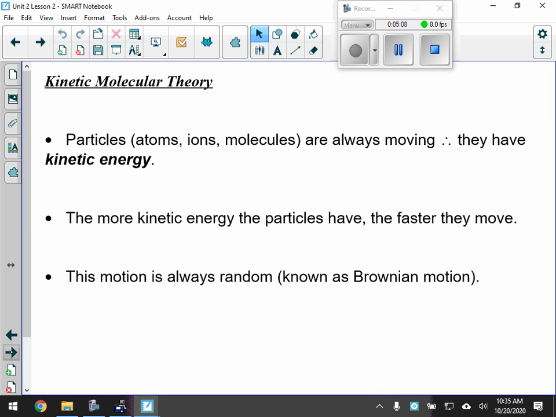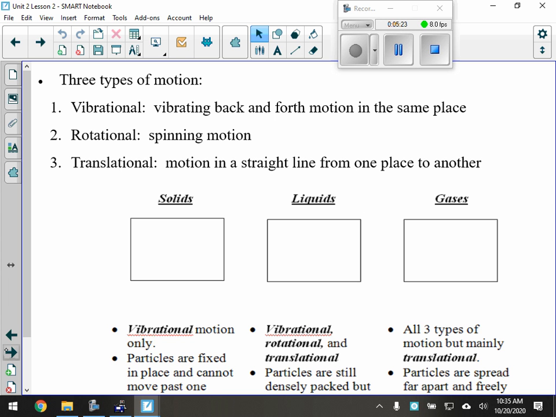Okay, good. Okay, so 3 parts of the kinetic molecular theory. Know that when you heat up gases, they start to move faster. If you cool them down, they move slower. Okay, that's why we put food in the fridge. Okay, slow down the particles, slow down the molecules. All right. There are 3 types of motion that are associated with different states here.